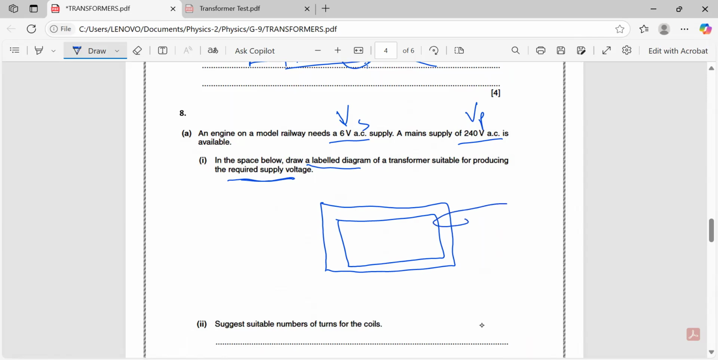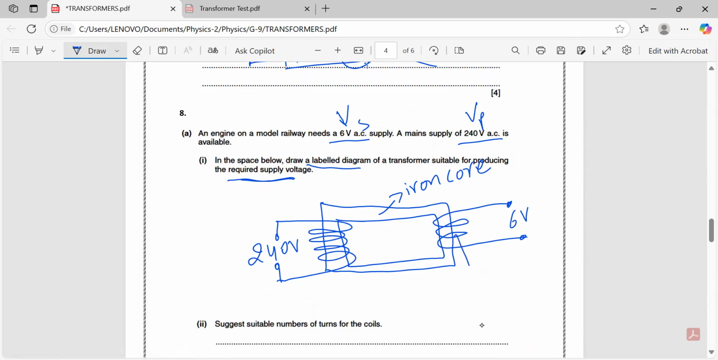It means that here we have fewer turns and here we have more turns. The required voltage you have to mention here. This is the main supply, which is 240 volts, and here you are getting 6 volts. This is the iron core, and this one is the secondary coil. And here this is the primary coil.